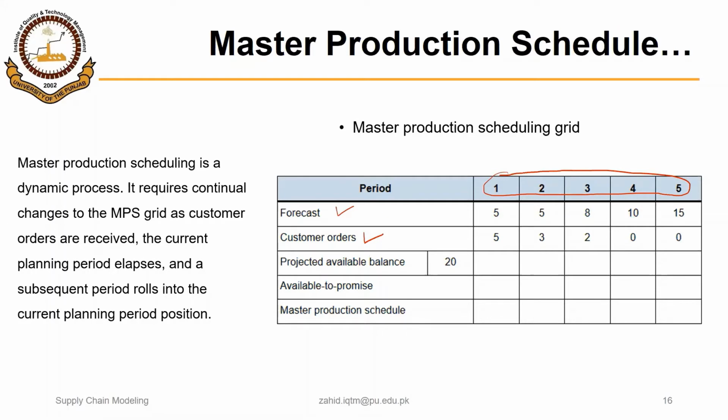And as I mentioned in the introduction, this MPS is made on a rolling basis. So once we have executed the plan for period 1, then period 1 is removed from this grid, and period 6 is added, and any changes in the plan are made if required. So the customer orders consume the forecast as we move on according to the plan. So projected available balance is the ending inventory.